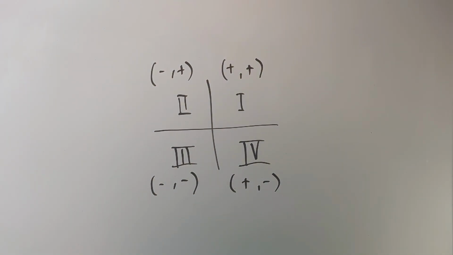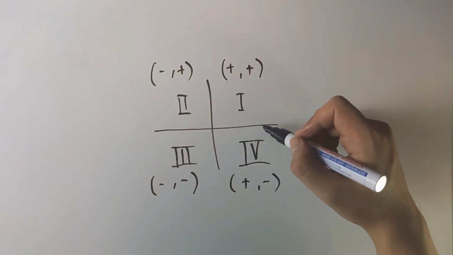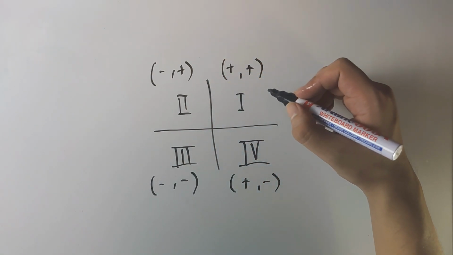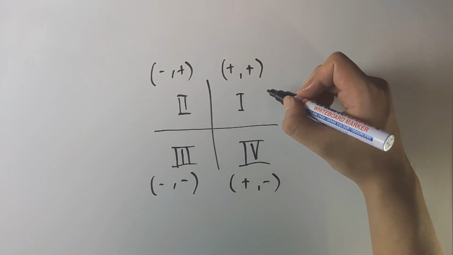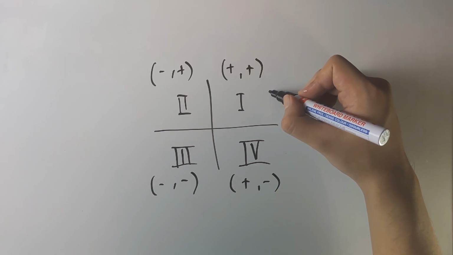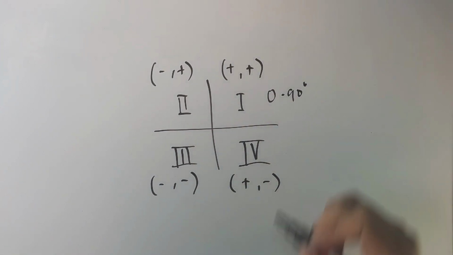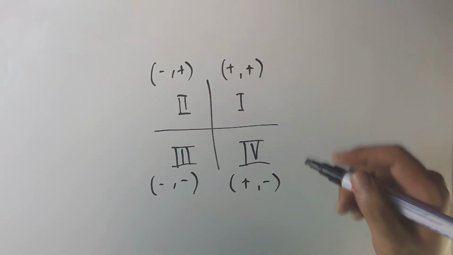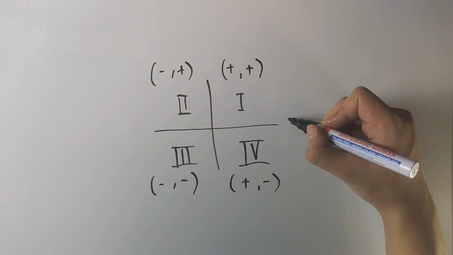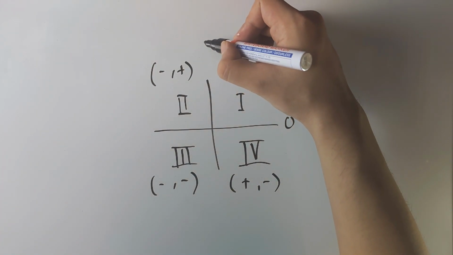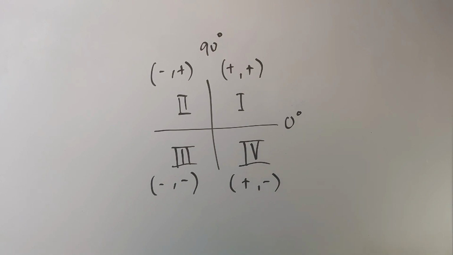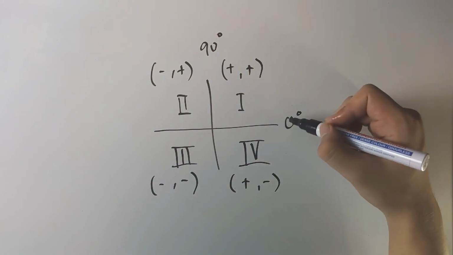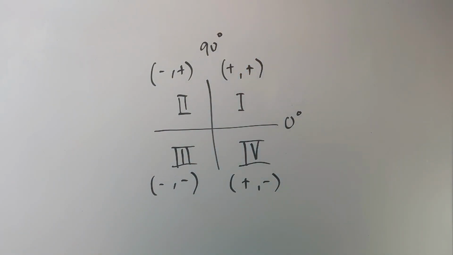Okay, next thing that you have to remember are the angles. So the angle for the first quadrant is between 0 to 90 degrees. Okay, how about we write the angles instead? So we have 0 degrees here, then this is 90 degrees here. So from here to the positive x-axis going to the positive y-axis.